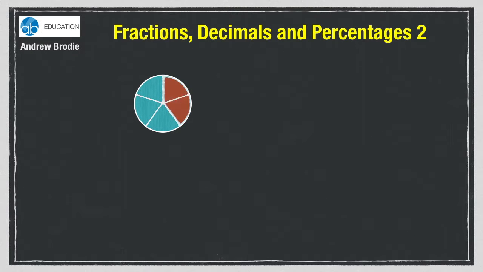Look at the fraction 2/5. There are several ways to convert this to a decimal or a percentage, but here we're going to see a way that will work with any fraction. The top number of the fraction is of course the numerator and the bottom number is the denominator. To change the fraction to a decimal, we divide the numerator by the denominator.